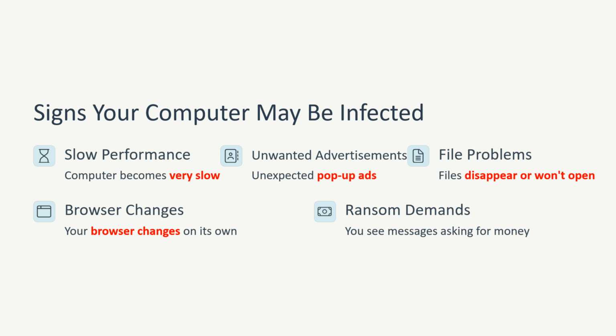Signs your computer may be infected. First point is slow performance. Computer becomes very slow. Second point is unwanted advertisements, unexpected pop-up ads. Third point is file problems. Files disappear or won't open. Fourth point is browser changes. Your browser changes on its own. Fifth point is ransom demands. You see messages asking for money.